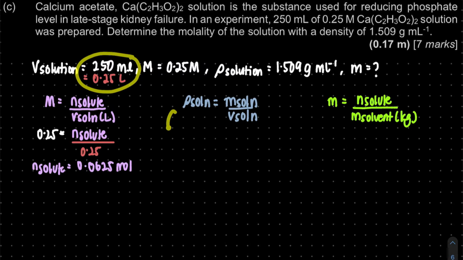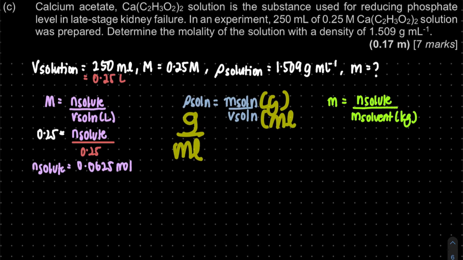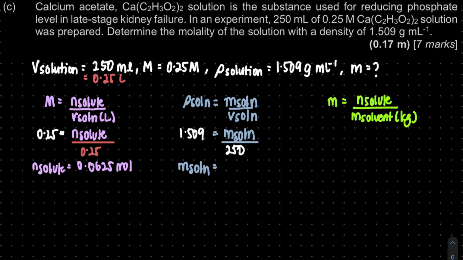But since our density unit here is gram per milliliter, the volume must be in ml. So for the volume of solution, we cannot take 0.25. We have to take it in milliliter, which is 250, because we want it in ml. So now we get the mass of solution to be 377.25 gram.